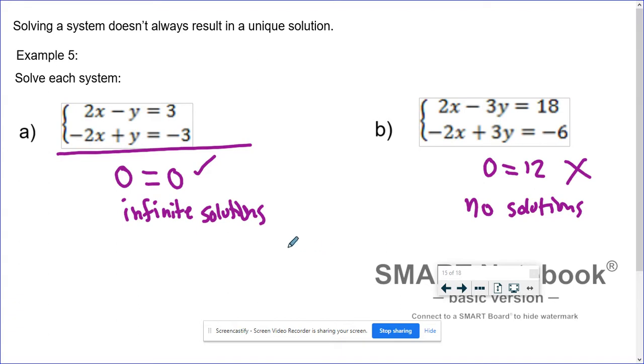I believe there are 2 left, C and D. I'm going to leave those for you to do as an exit ticket. So again, if all the variables eliminate and it ends up being true, it's infinite. If all the variables eliminate and it's false, it's no solution. All right. Let me know if you have any questions. Try the exit ticket, and we'll start the practice tomorrow.